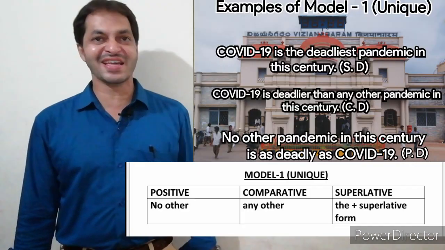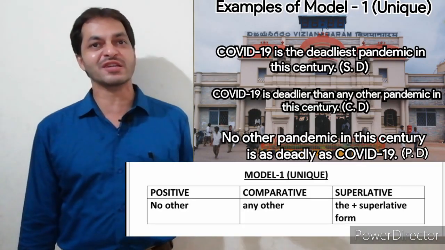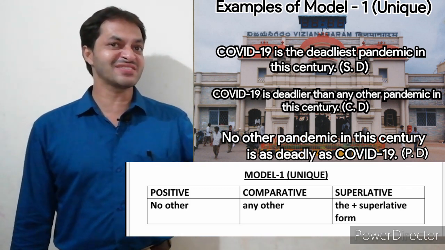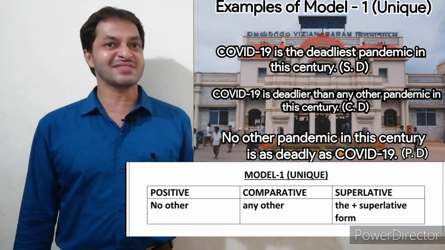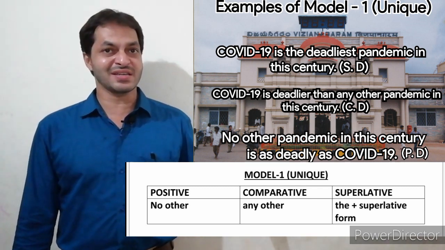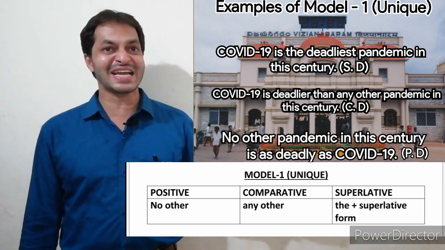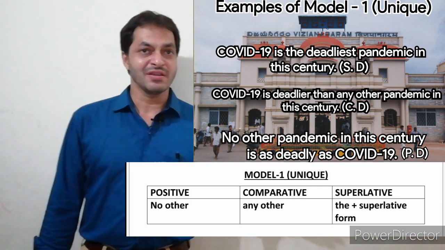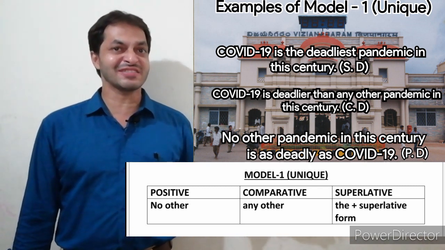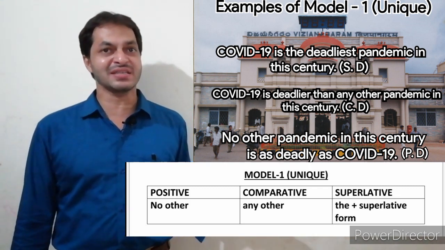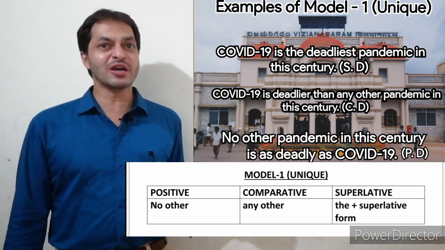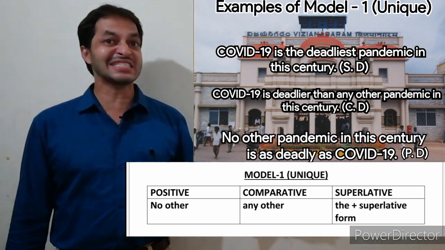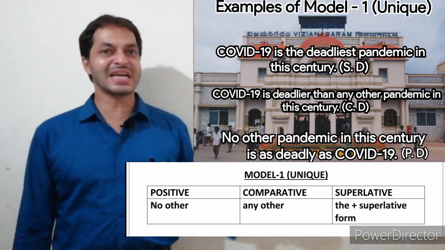Dear students, let us get through the example of Model 1 or unique. Example, COVID-19 is the deadliest pandemic in this century. This is in superlative degree, deadliest. Now see the comparative degree. COVID-19 is deadlier than any other pandemic in this century. No other pandemic in this century is as deadly as COVID-19.